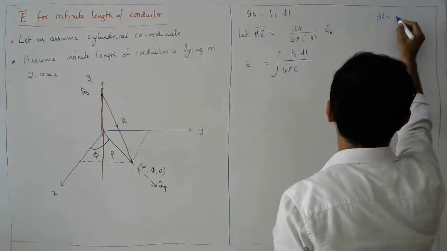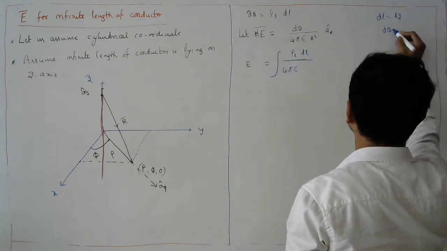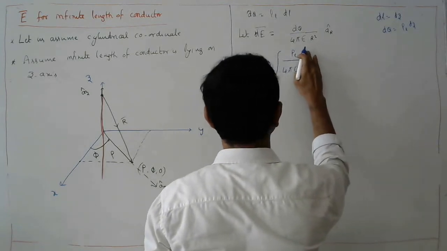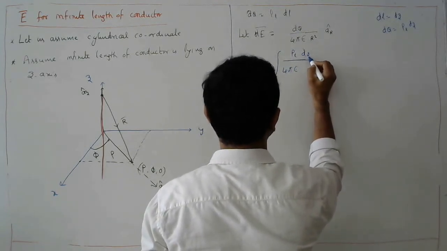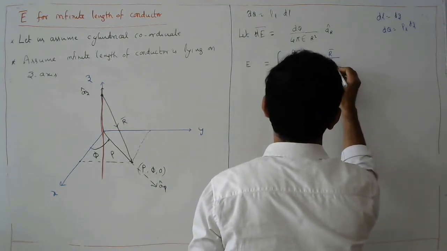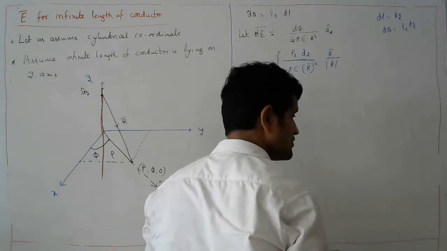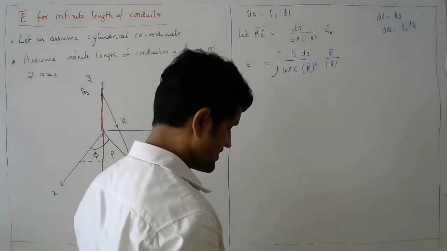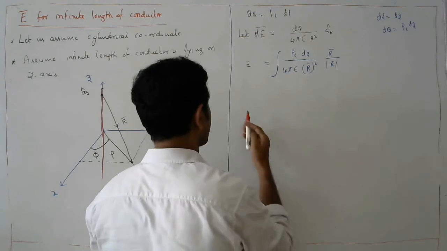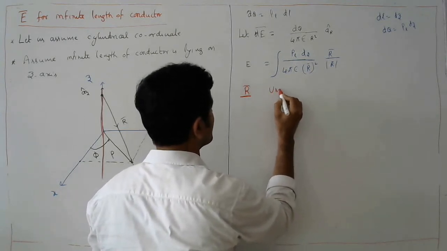So the differential length is nothing but dz. Here dq, this charge, is rho L into dz. So we have rho L into dz, rho L into r bar by mod r bar square. First we have to find the distance vector. To find the distance vector r bar, we use the triangular rule.